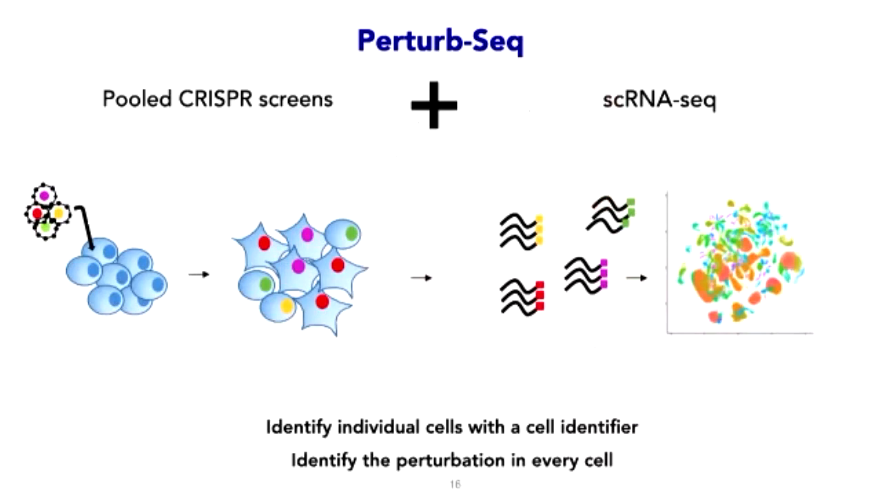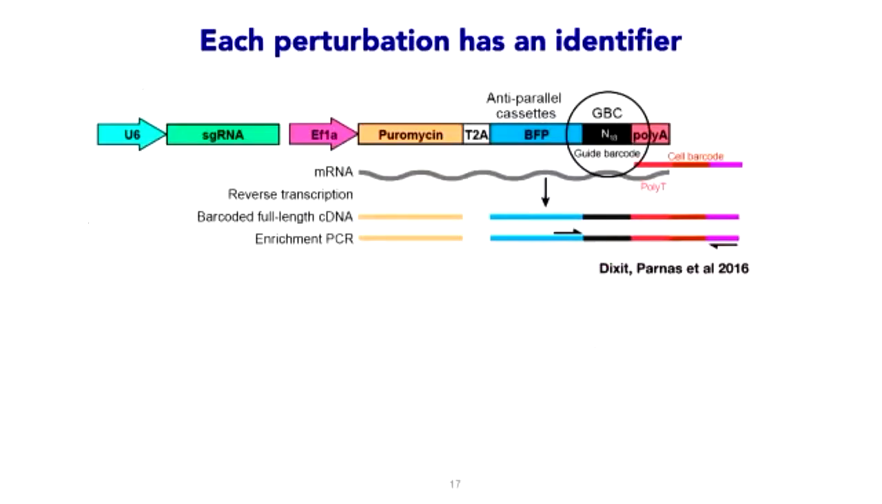But how do we combine the two? So to combine the two, we really need to also have an identifier for the perturbation in each cell. And how do we do that? We have another identifier for the perturbation. So here's a schematic from the original Perturb-seq paper, which is a pretty complex and creative lentiviral construct. But the key takeaway from here is this guide barcode.